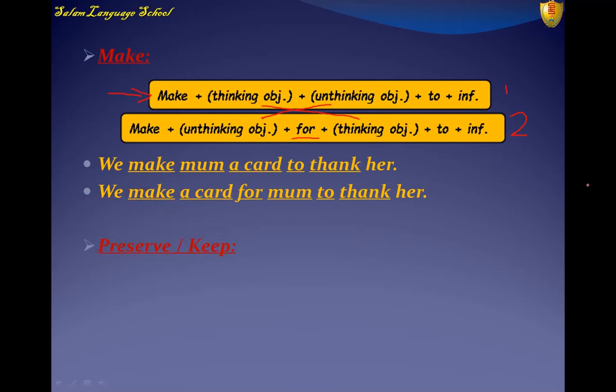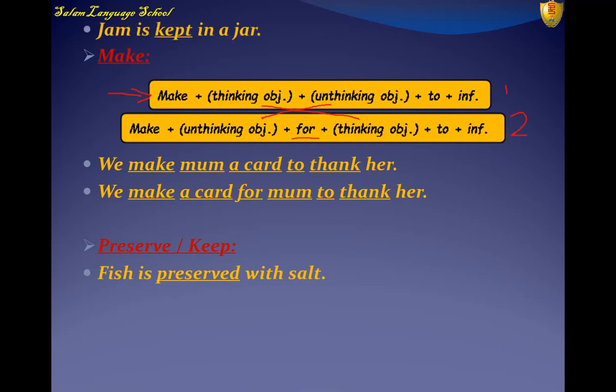The next point is about two words, preserve and keep. هما الاثنين بمعنى يحفظ. So what is the difference? Preserve, like in this example, fish is preserved with salt. So preserve here means that we preserve food using other substances. Like this example here, we preserve fish by using salt. But keep, like in this example, jam is kept in a jar. So keep means to keep something out of reach. Okay?